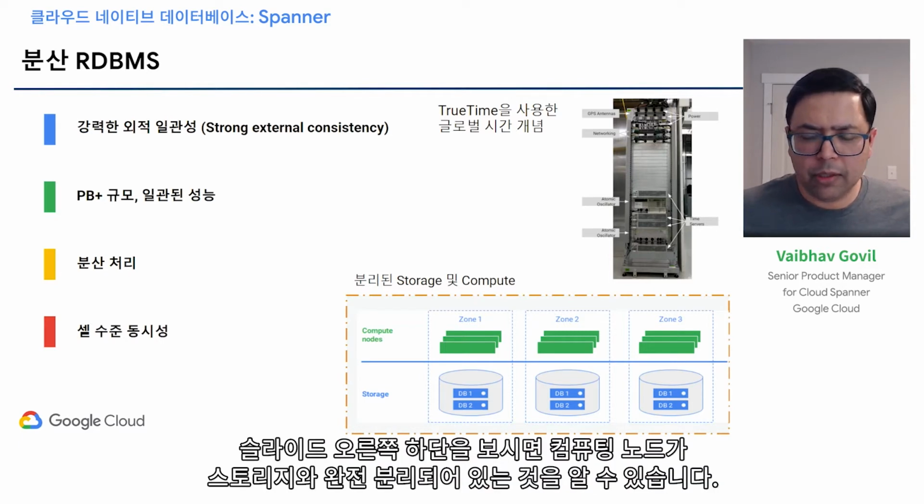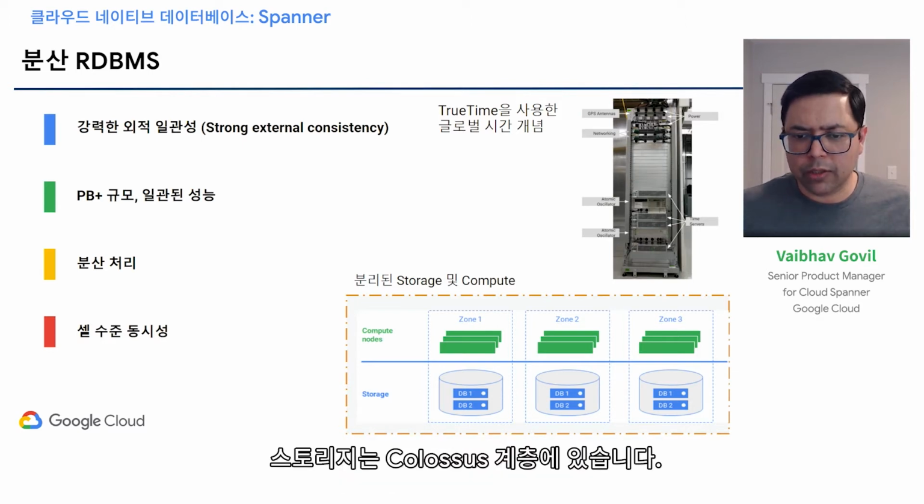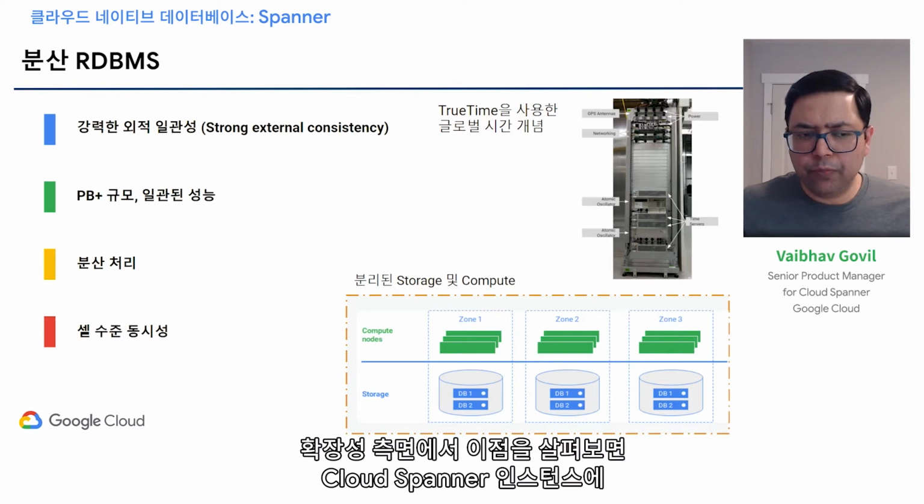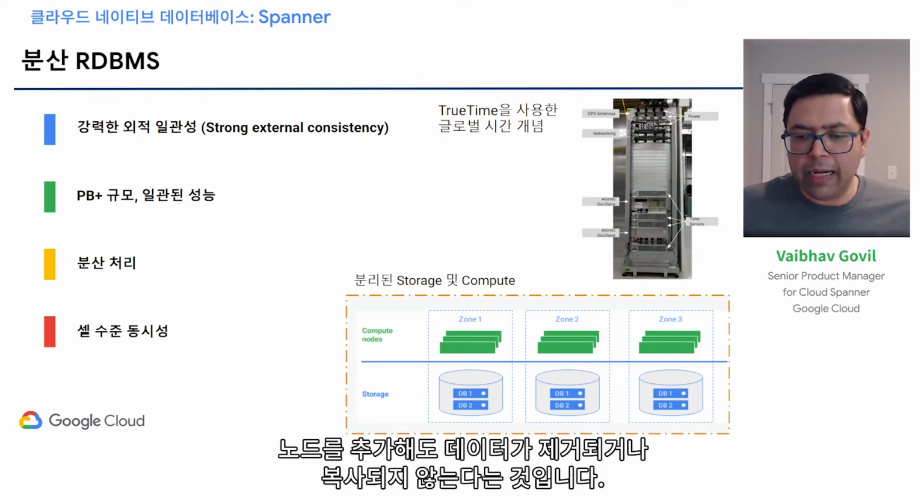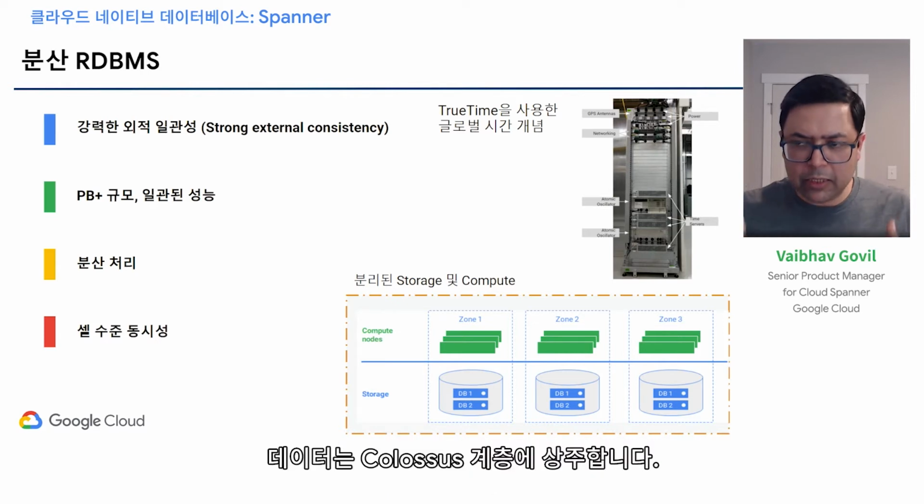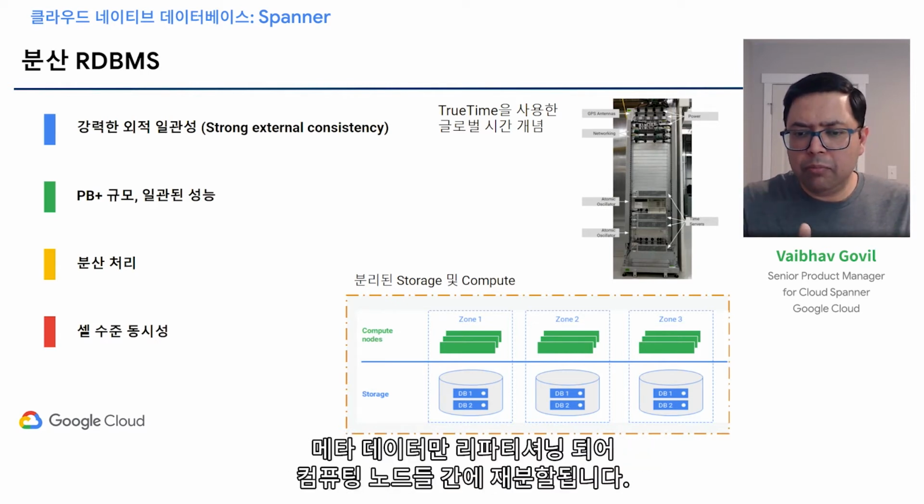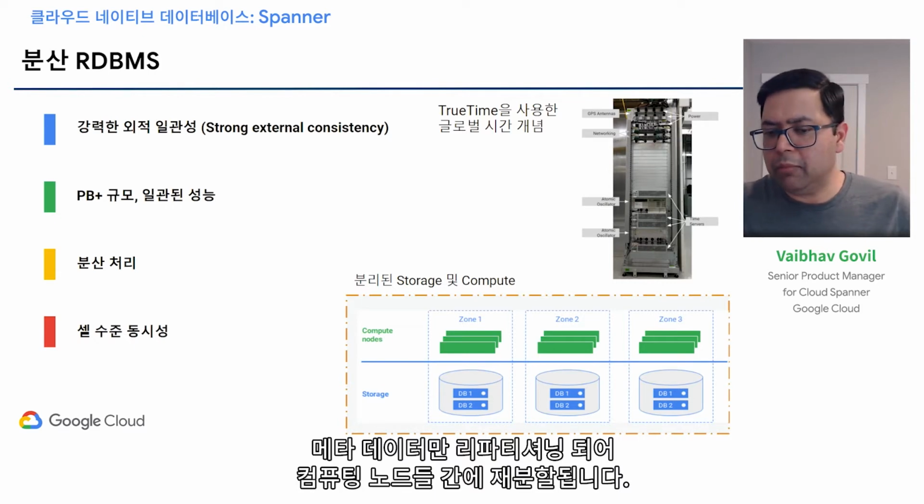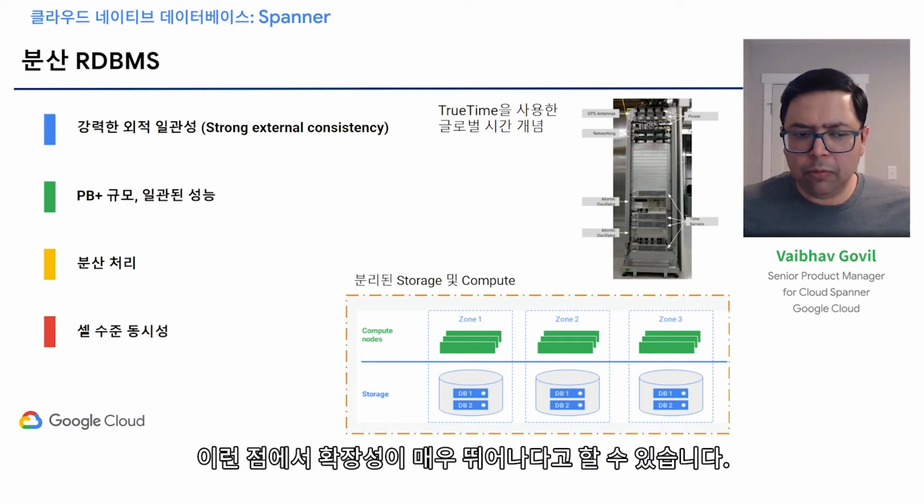So this diagram on the lower right corner of the slide, you will see these are the compute nodes which are there, and the storage is completely separate. The storage is actually in the Colossus layer. So what it enables us to do from a scaling perspective is if you are adding more nodes to your Spanner instance, basically the data is not being removed or copied or anything. Data stays where it is in the Colossus layer. Only the metadata is repartitioned and it's being resplit amongst the span servers or the compute nodes which are there. So again, extremely scalable from that perspective.